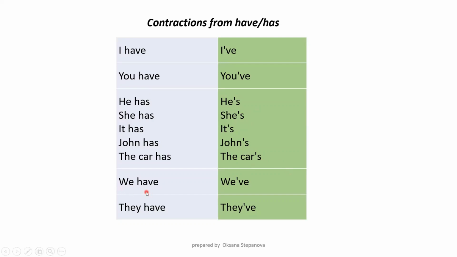Then same, we have, we've. They have, they've. They have done it, they've done it, we have done it, we've done it, I have done it, I've done it, you have done it, you've done it, he has done it, he's done it, she has done it, she's done it, etc. Okay, let's move on.